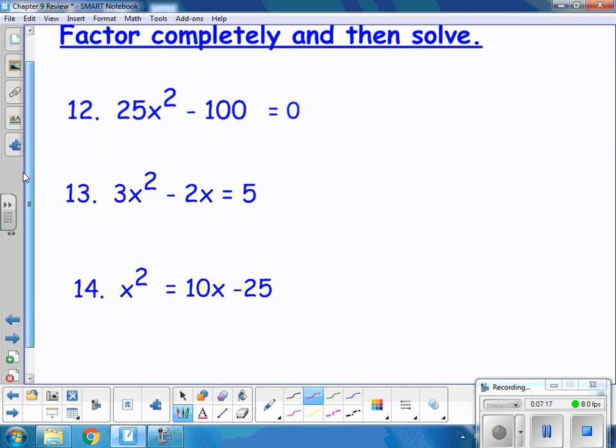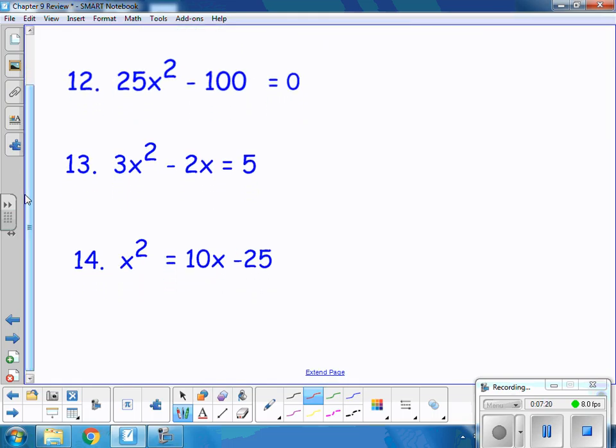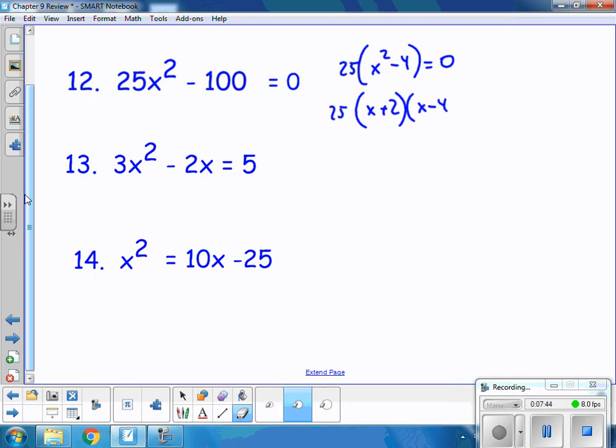Factor completely and then solve. Let me do the first one with you, and then we can work on some of those. I can factor something out on number 12. I can factor out a 25, and I end up with x squared minus 4 equals 0. That x squared and 4 is the difference of perfect squares, so it's x and 2, not 4. The difference of squares looks like that.